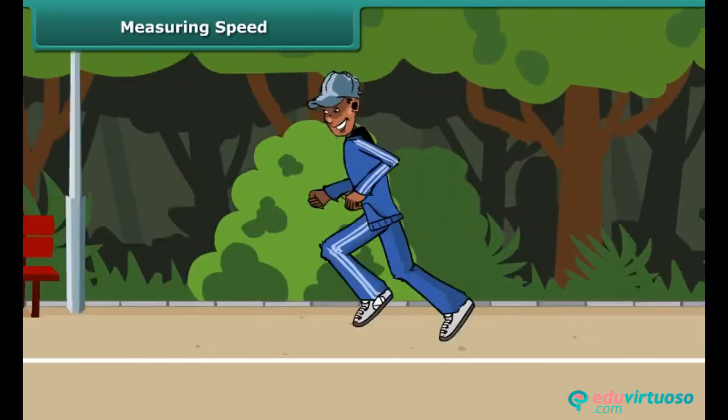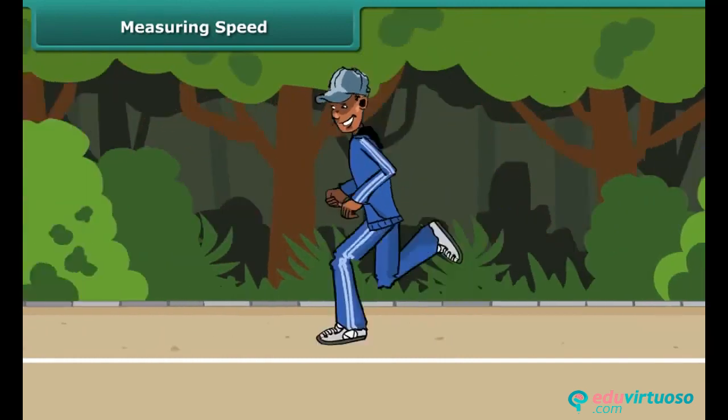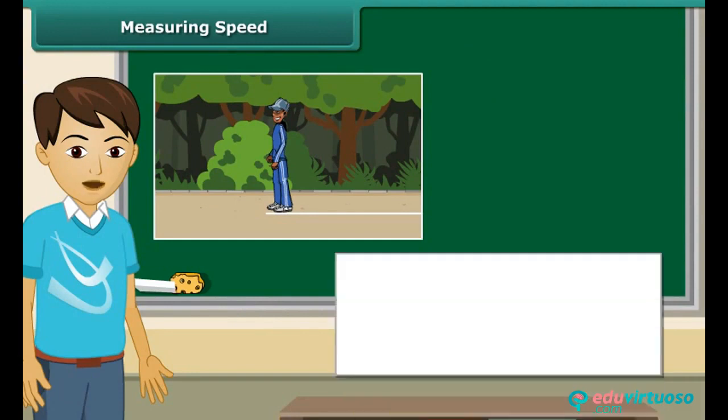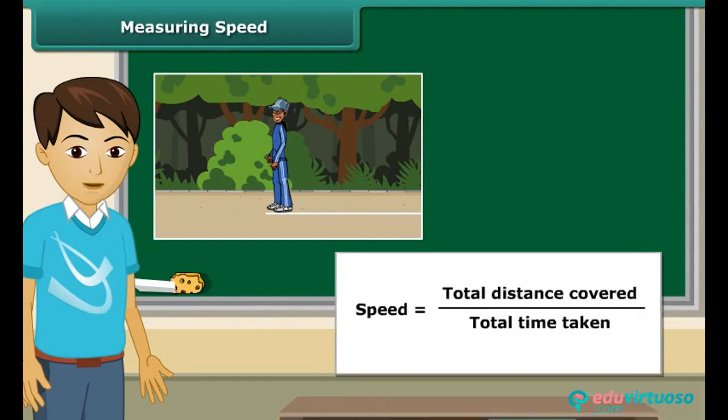Let us learn to measure speed with this simple exercise. Draw a line. Ask a friend of yours to stand on the line. Allow him to run till he wants to stop. Note the total time taken from the moment he started to the moment when he stopped. Measure the distance covered by your friend. Now divide the distance covered by the time taken to cover the distance. What you have calculated is the running speed of your friend.